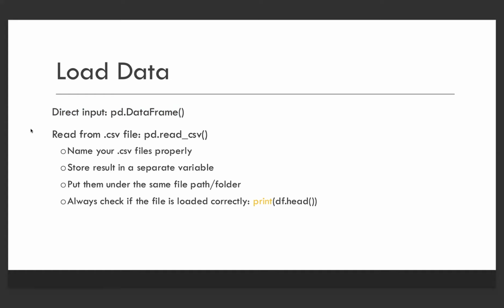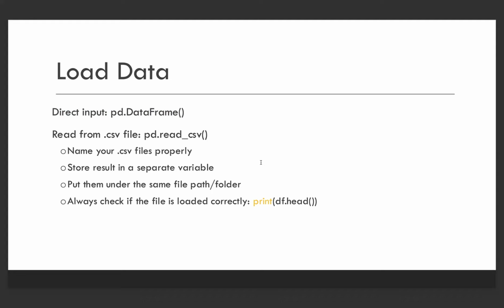If we do want to input data from a CSV file, we can use pandas.read_csv, which is a function of pandas that directly reads the rows and columns of a CSV file and converts it into a DataFrame format. Of course, the good practice here would be to store the result in a separate variable, which we'll usually call df unless otherwise instructed.